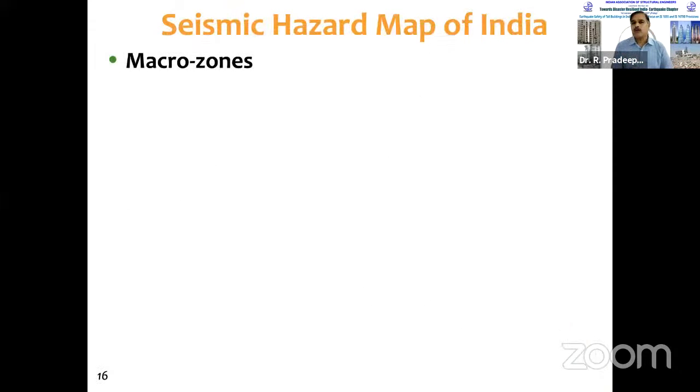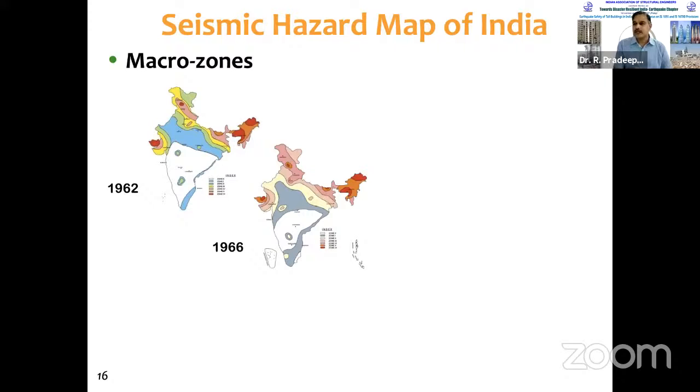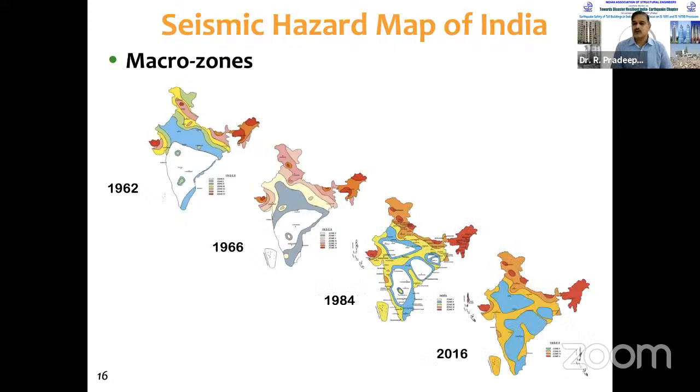Okay. So now what are, say, the macro zones? From 1962 onwards, there is the first zonation map, second, third, and fourth zonation map. All these zonation maps had the same philosophy: likely intensities and epicenters are used for creating the zonation map.